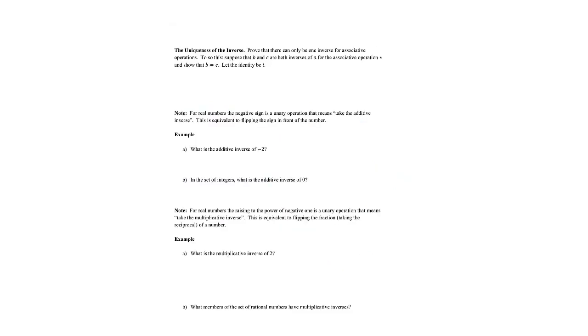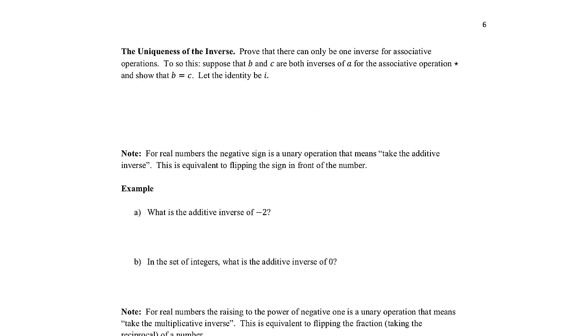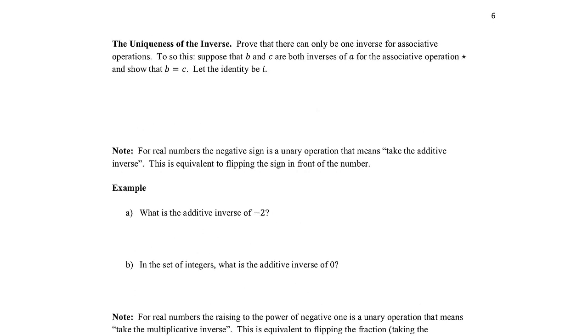Okay, now I'd like to discuss the uniqueness of inverse pairs. Each element in our set can only be paired with one other element, or possibly itself, to form an inverse pair. Now we do need one tool to help us out with that, and that is we need to have our operation being associative.